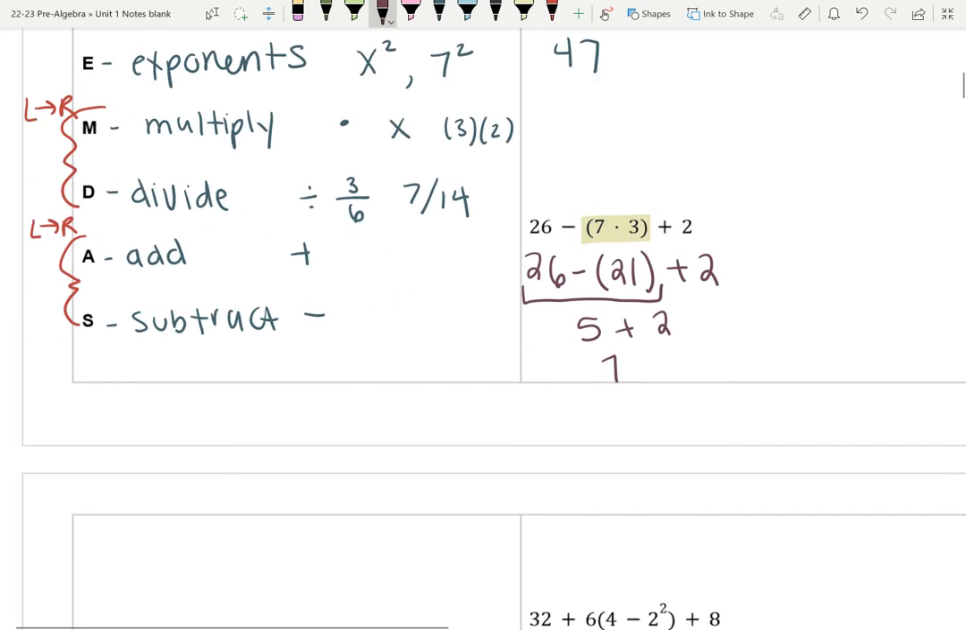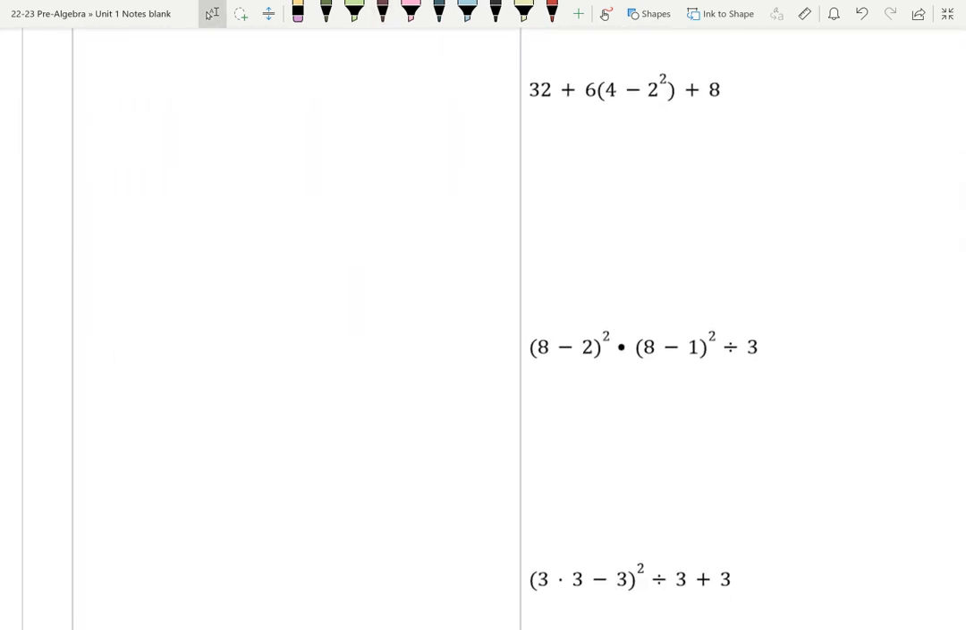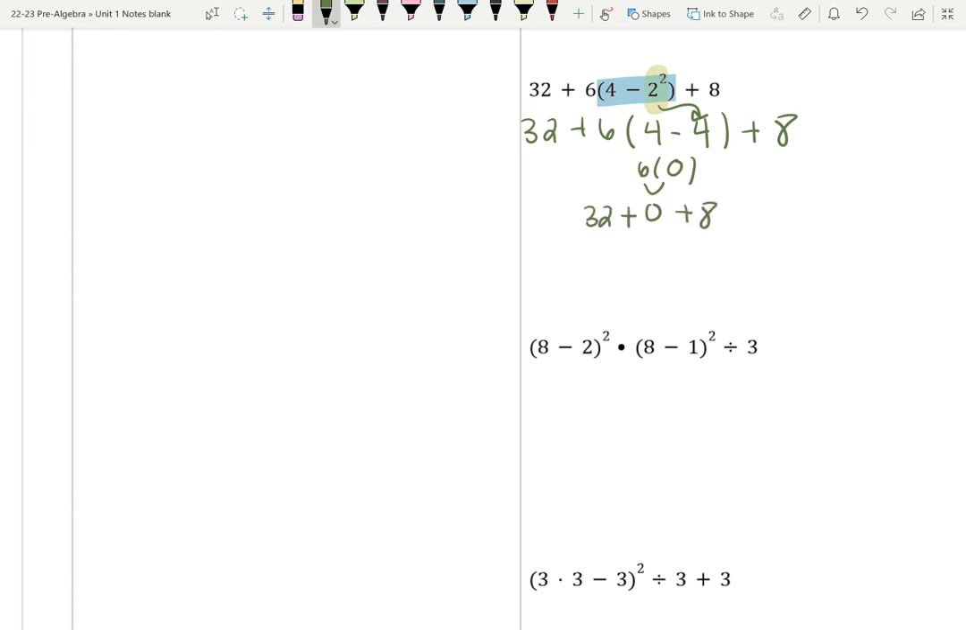Okay, the next page, this was assigned for homework, so I'm just going to quickly work through some of these for you here. So in my first one, I see parentheses, but I also see an exponent within the parentheses, so I'm going to do that. So I'll have 32 plus 6, and then in parentheses 4 minus 4, because I just did that, 2 squared, and then plus 8. Now 4 minus 4 is going to be 0. So I'm going to have 6 times 0, and 6 times 0 is just going to become 0. So we'll have 32 plus 0 plus 8, which leaves me with 40.